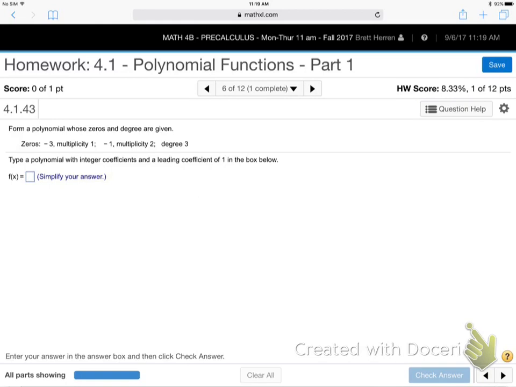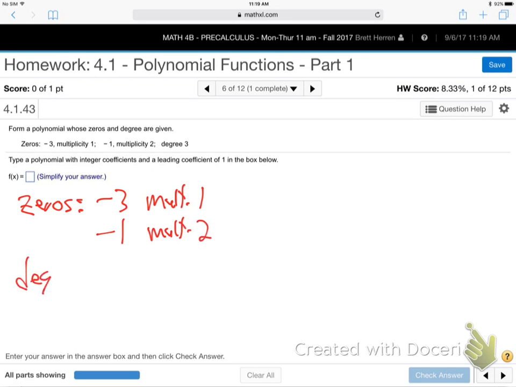Okay, so now they're saying zeros, and they're saying -3 with multiplicity. I'll tell you what that is. Maybe you already know. And then -1's another zero with multiplicity. That's basically like the power is what that is. Degree of the whole thing is 3. So they want me to write a polynomial that does that. So the multiplicity is the degree, or the power, same thing, power on that parenthesis.